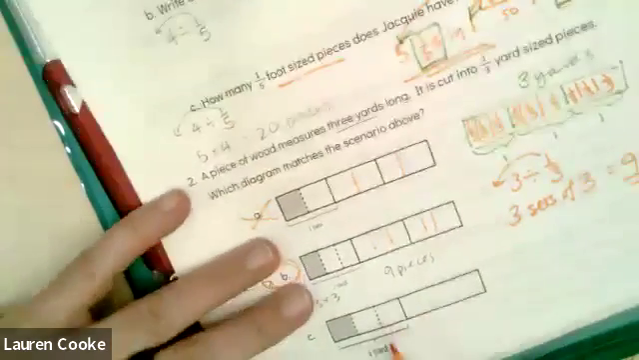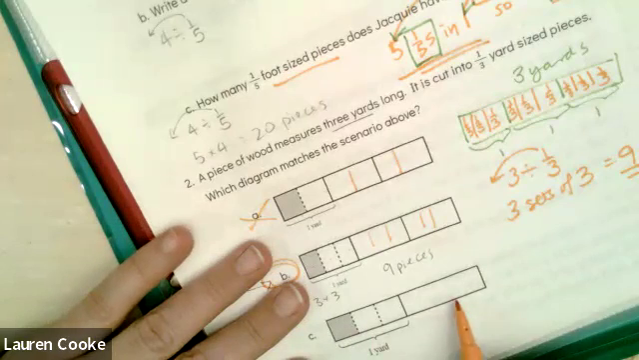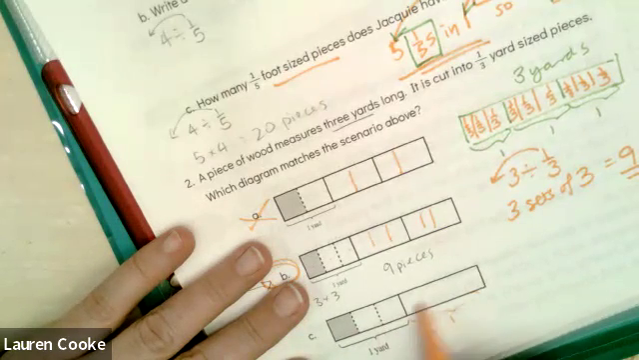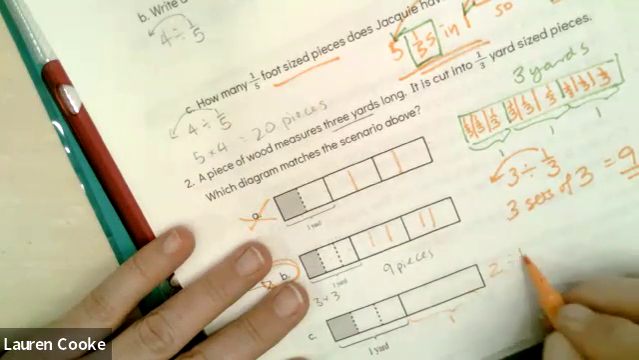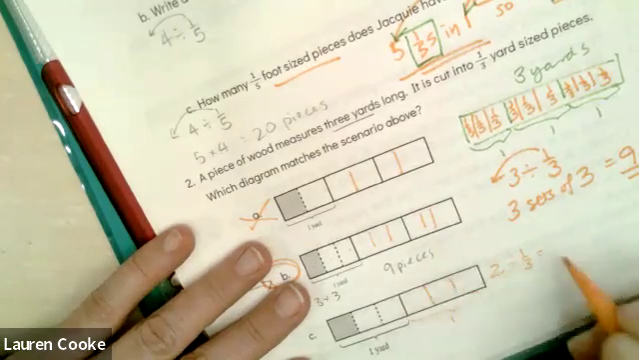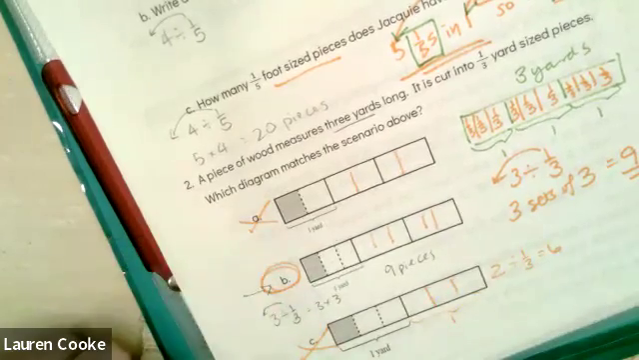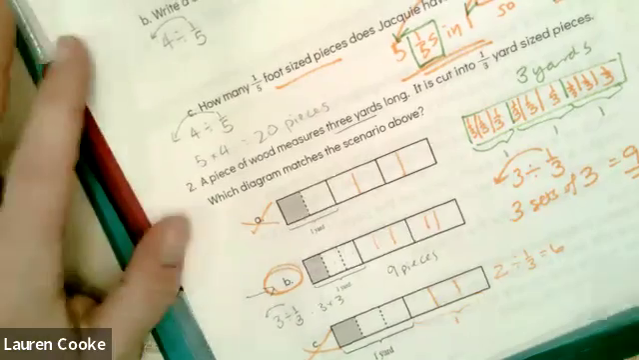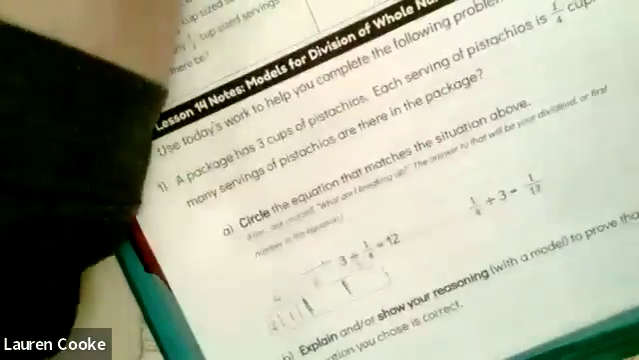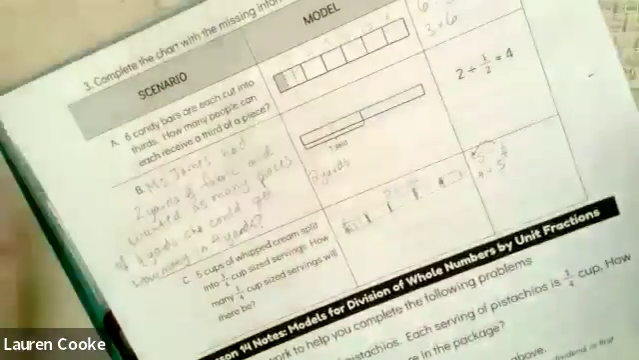And then let's look at this last one just to make sure. I have 2, right? 2 divided by 1/3, and that's only going to give us 6 pieces. So C is wrong. All right. Here we go. Okay. Let's look at the next few problems.